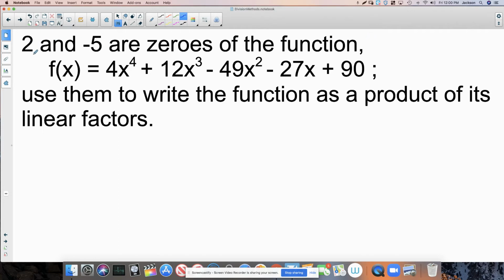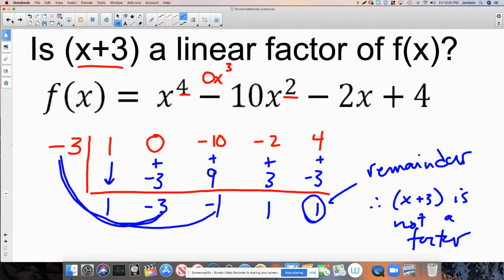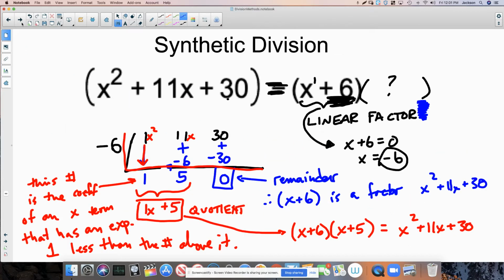If 2 is a 0, right, that means x minus 2 is a factor, right? We've gone the other way with some of these. So when we did this problem, for example, we were checking to see if this was a factor. So we used the 0 of -3 and we found out that it wasn't. And then we did this problem, and this is the linear factor that we talked about many times now. And we used -6 as the 0 to do the division, okay?